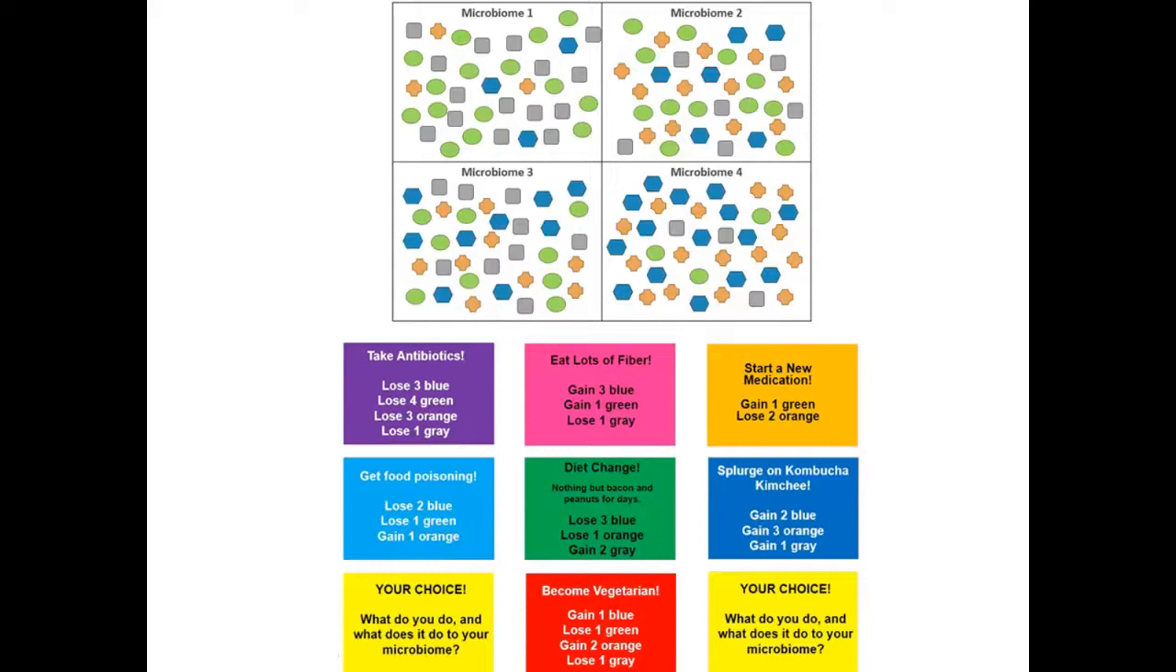And then there are 9 different cards that you could choose from. 2 of them are your choice. So if you want to do something special and you can figure out how it affects your microbiome, you can do that. So again, start with the microbiome, figure out the number of bugs of each color in that microbiome.